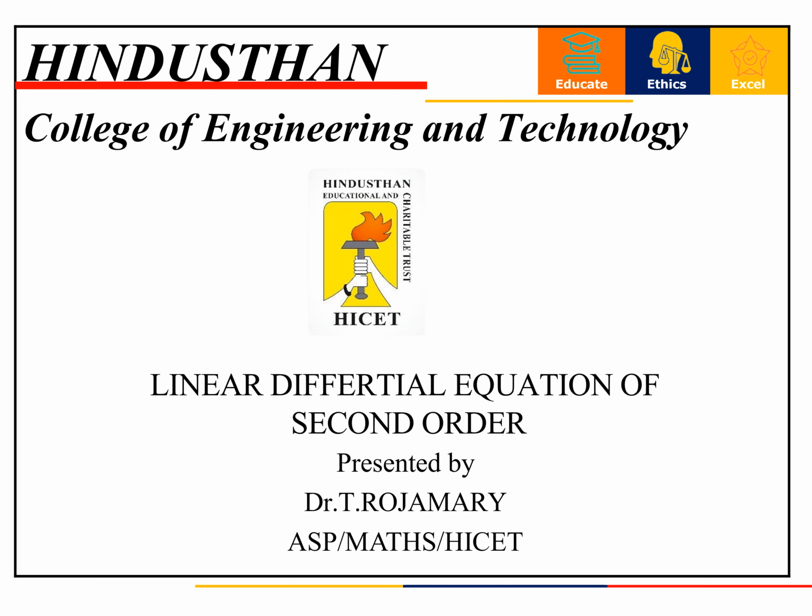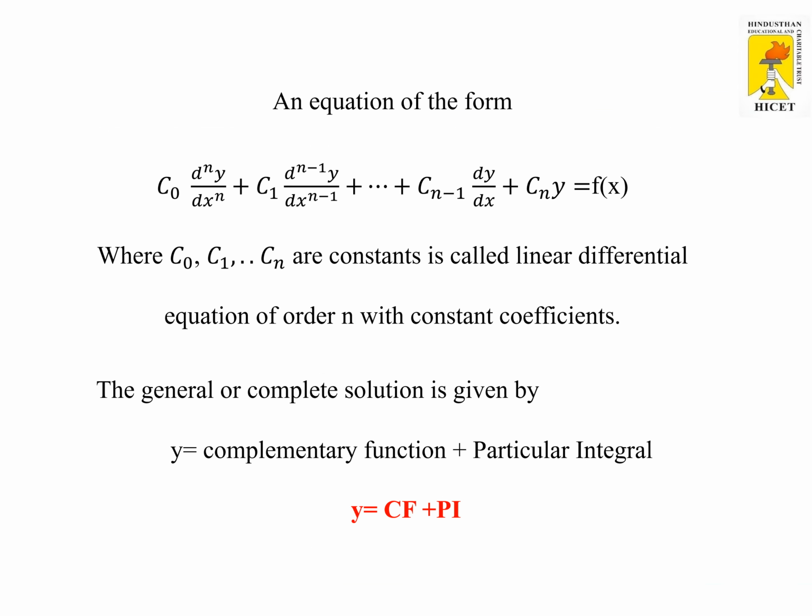In this video, we are going to see the solution for a linear differential equation of second order. The linear differential equation of nth order with constant coefficients is of the form C0 d^n y by dx^n plus C1 d^(n-1) y by dx^(n-1) plus etc. plus C(n-1) dy by dx plus Cn y equal to f of x, where C0, C1, etc.